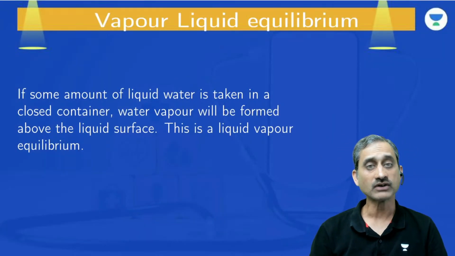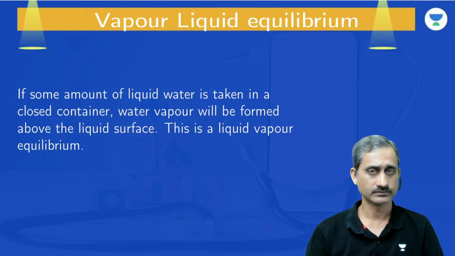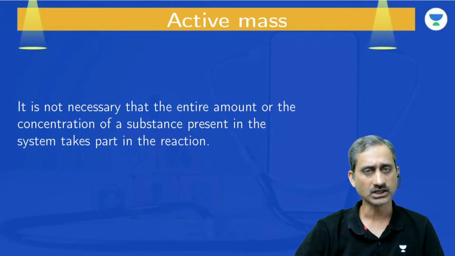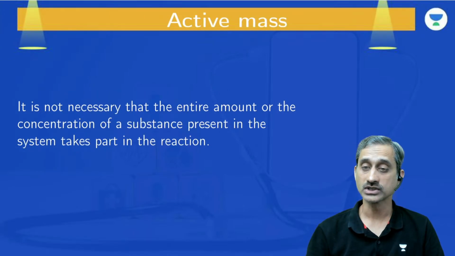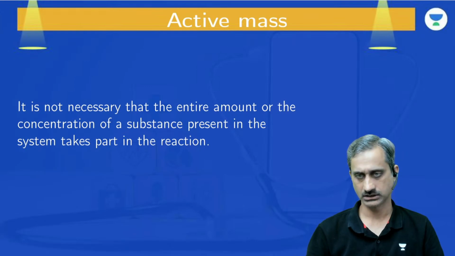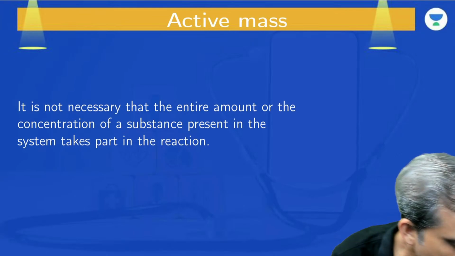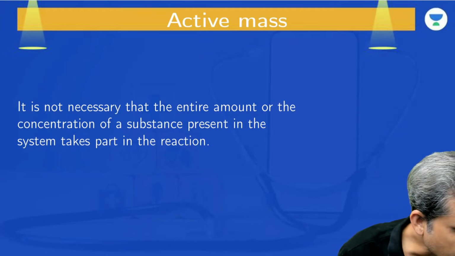So we had talked about vapor liquid equilibrium, and we talked about how water vapor would be formed above the liquid surface. This is a vapor liquid equilibrium. And now we are going to get along with the thing known as the active mass. What exactly is the active mass? Two types of equilibrium, chemical and ionic, are studied for the NEET exam.